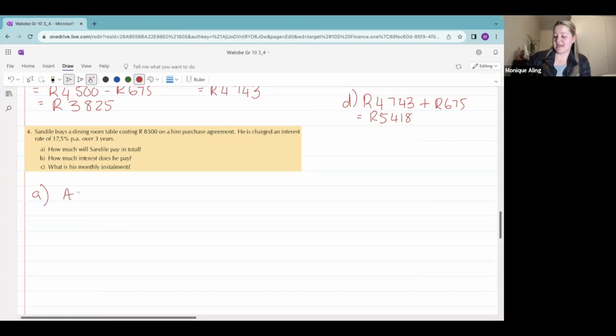Okay, so if we say A equals P open brackets, 1 plus I times N, what is our P? The P is 8,500. Good. And then 1 plus, and our interest rate? 0.175. Okay, 0.175 times N. What's our N? 3. There we go. Nice. You do know how to do it.